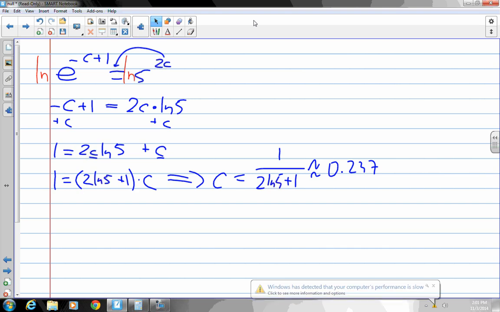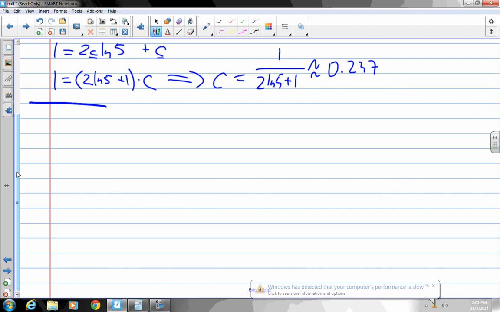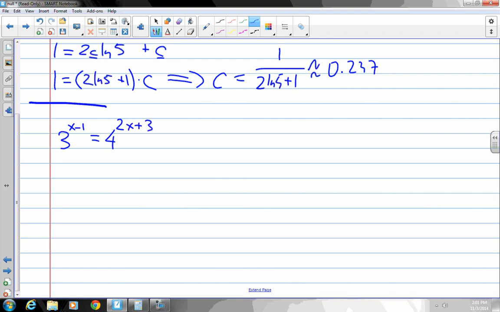Are we good? Okay. Let's try this example. You'll try this on your own, because I've done enough. Three to the power x minus 1 equals 4 to the power 2x plus 3. You cannot turn 3 into 4 or 4 into 3 or find a common base. So you have to start taking logs of both sides. Since there is no e, there is no 10, it doesn't matter. So use your personal preference, whether you want to do natural log or the common log.